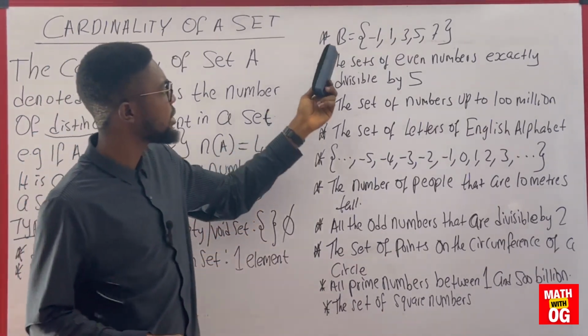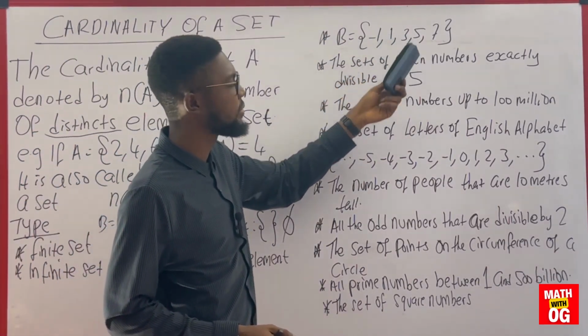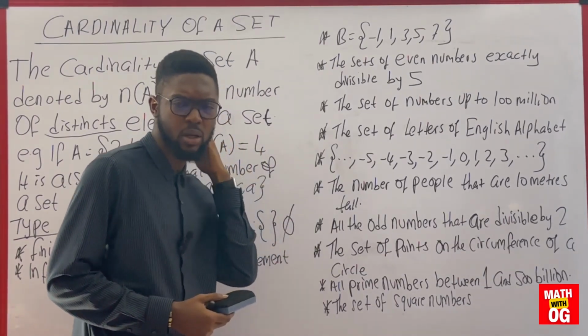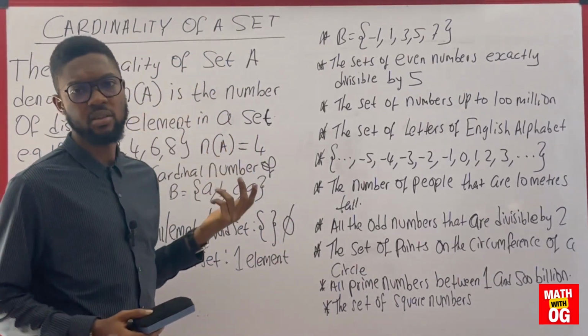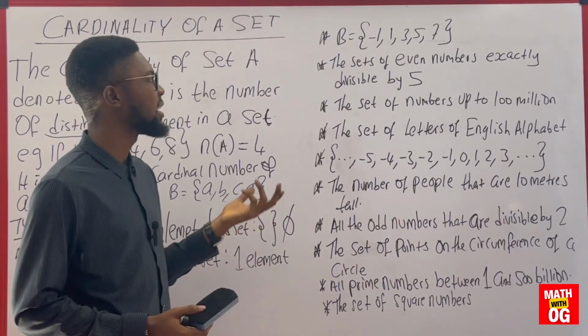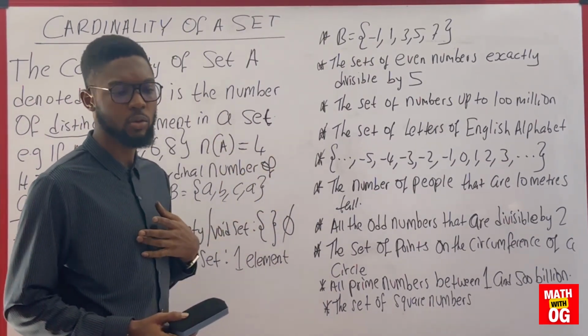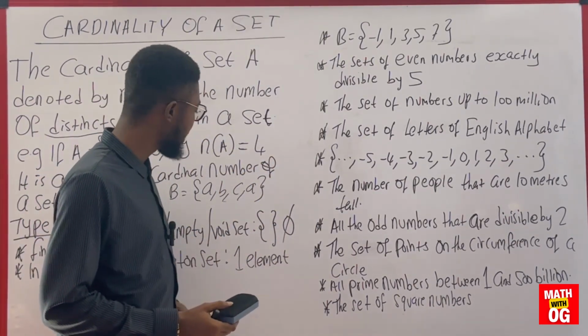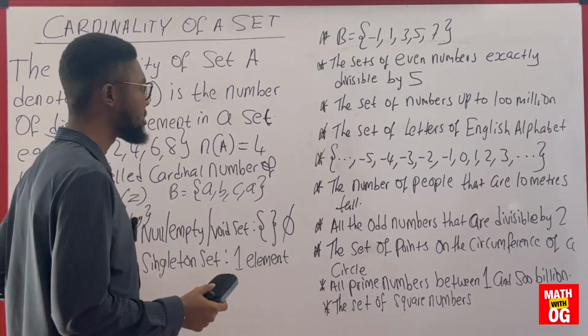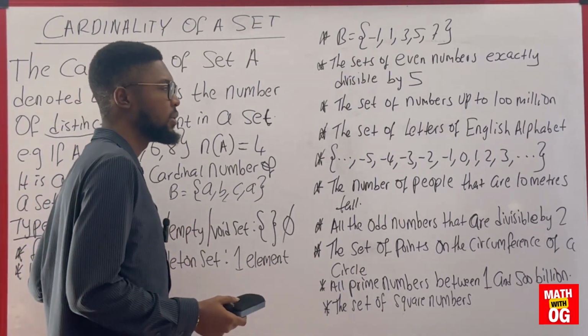The first set B is equal to {-1, 1, 3, 5, 7}. So what type of set do we have there? It's not an empty set. It's not a singleton set. It has 1, 2, 3, 4, 5 elements. So we can call that a finite set.